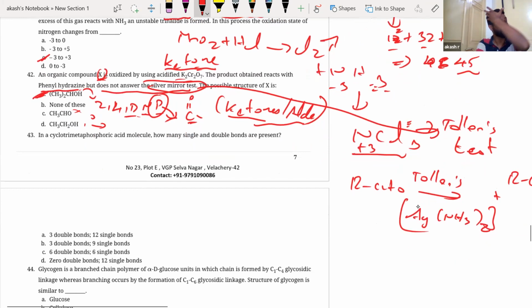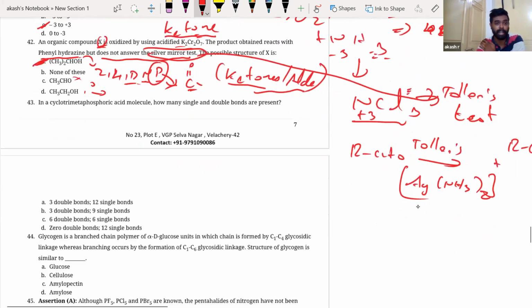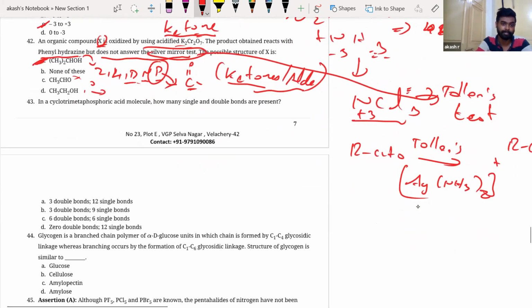In the cyclotrimetaphosphoric acid molecule question, again, this is not there in the syllabus, phosphorus.